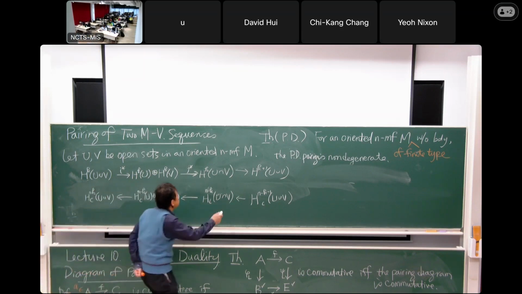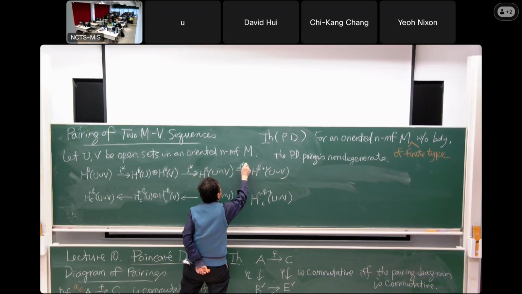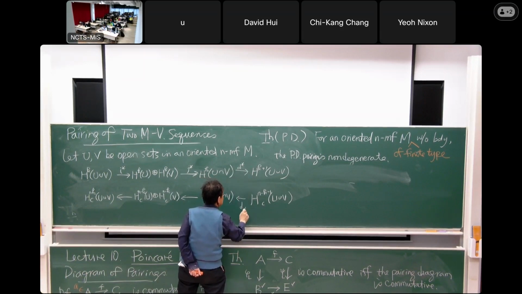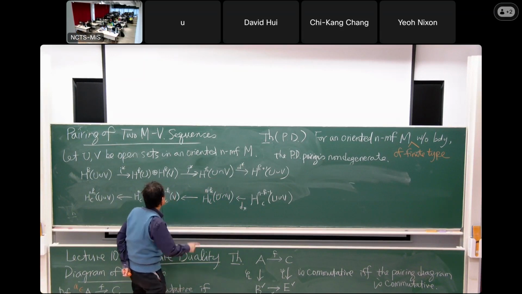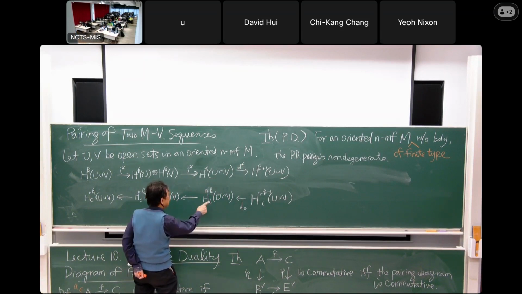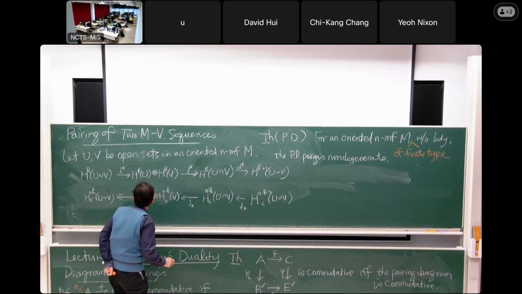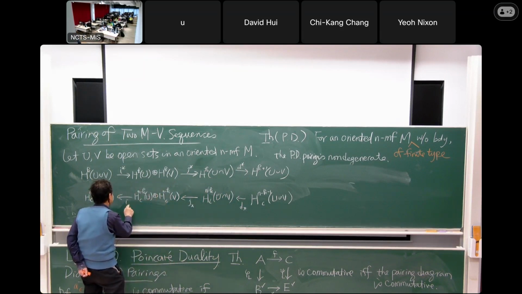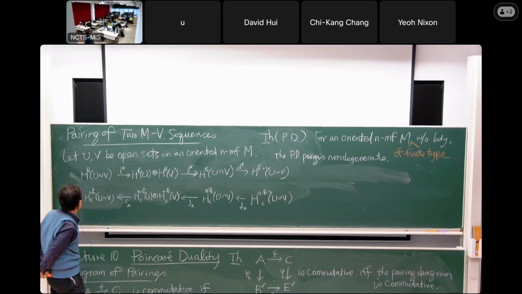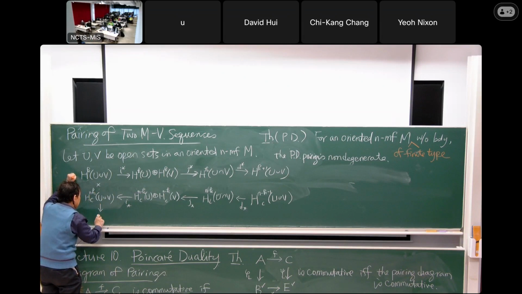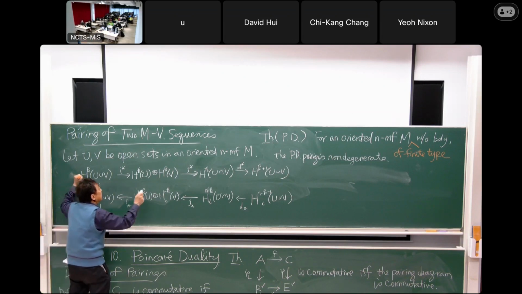Now this map is the boundary map, d star. This is the boundary map, d lower star. And this is J lower star, right? And this is I lower star, okay? And so these have complementary dimensions and we can pair them to get R.